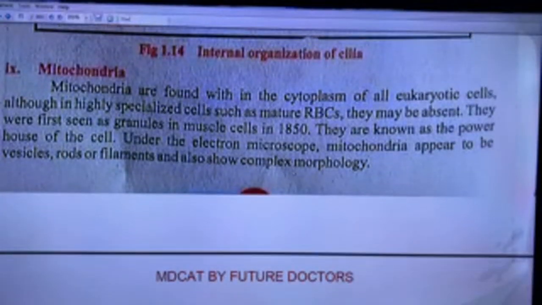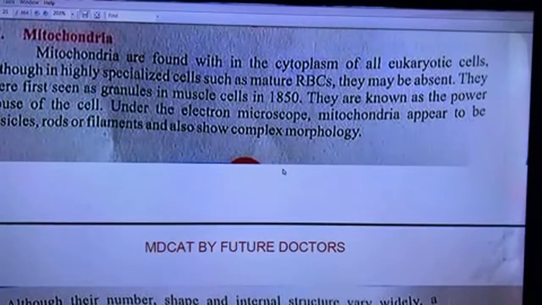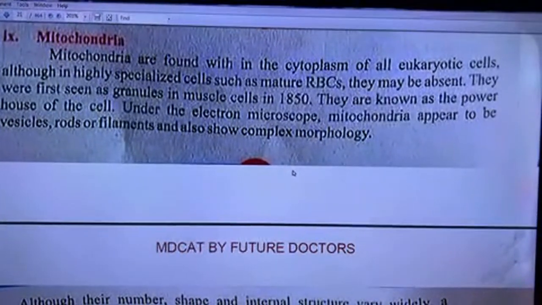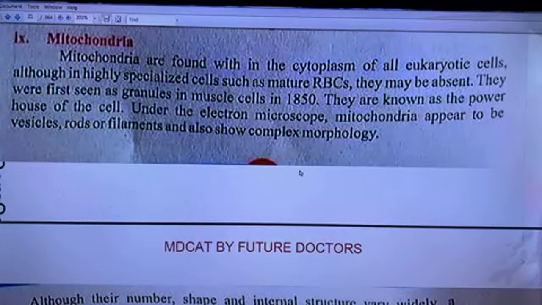Mitochondria, most important topic for examination. Mitochondria are found in the cytoplasm of all eukaryotic cells, although in highly specialized cells such as mature RBCs they may be absent. They were first seen in granules in muscle cells. In 1850, they were known as the powerhouse of the cell.